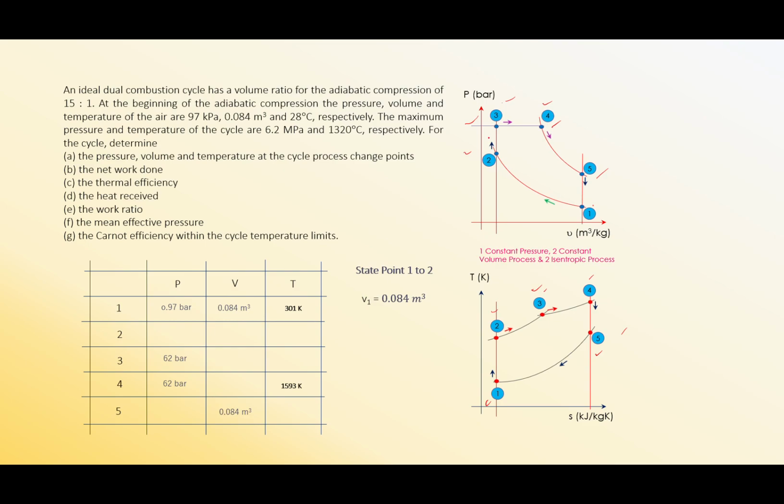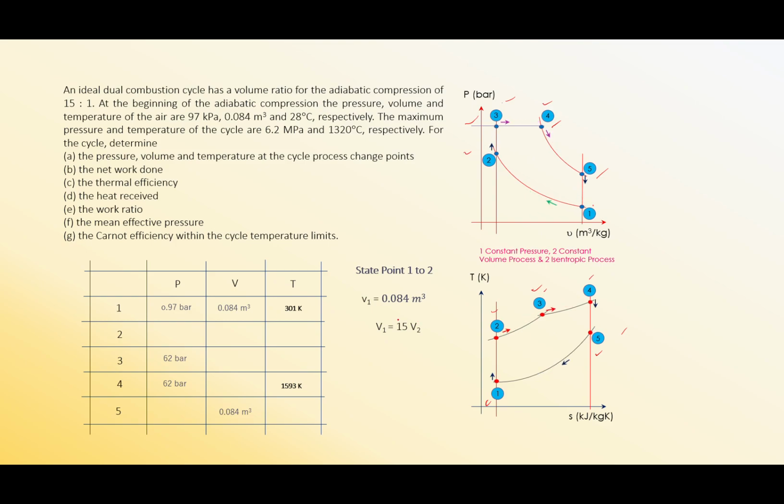Since it is constant volume from point 2 to 3 and point 5 to 1, points 5 and 1 have the same volume, so you put in your point 1 absolute volume and your point 5 absolute volume. Then point 3 to 4 is where you have constant pressure, so you put in the maximum pressure, 62 bar, for points 3 and 4. Then based on the isentropic compression from point 1 to 2, we know that V1 is equal to 0.084 meter cube.